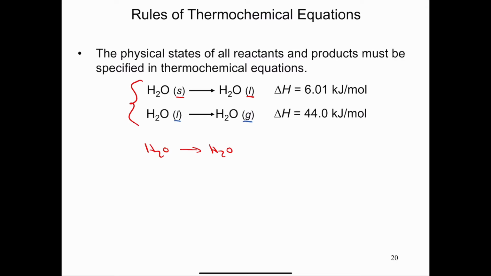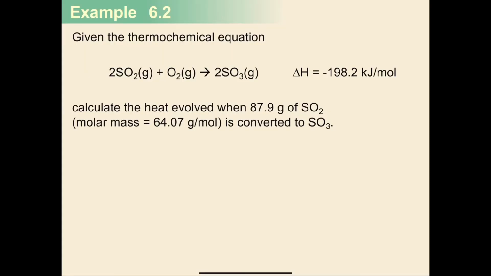And this makes sense because when I go from liquid to a gas, again, I'm going to need more energy because the particles have to be so much further apart from each other. This problem says, given the thermochemical equation, 2SO2 plus O2 gives you 2 moles of sulfur trioxide, with a delta H of minus 198.2 kilojoules per mole. So this is an exothermic reaction, and it's asking us to calculate the heat evolved when 87.9 grams of sulfur dioxide is converted into sulfur trioxide.